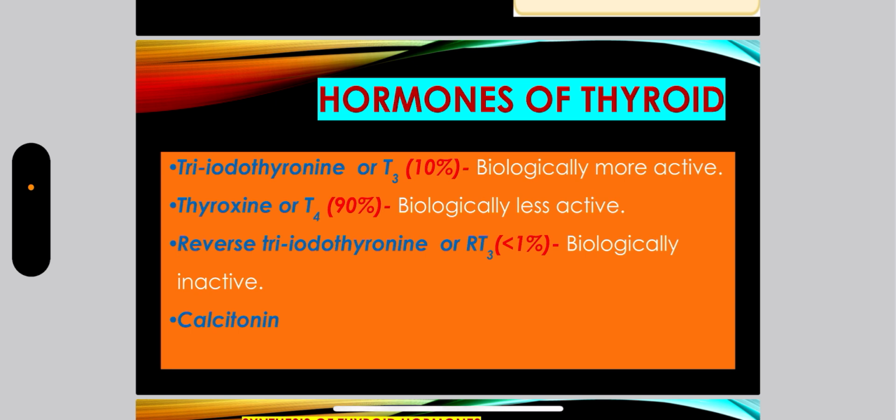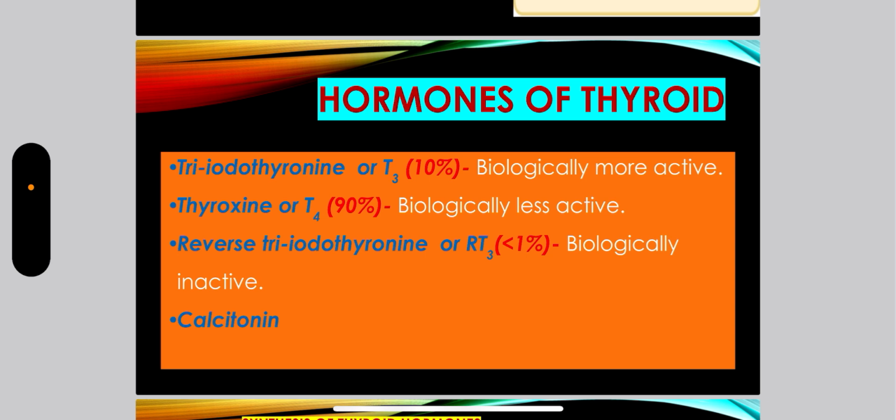Triiodothyronine, another name is T3. It is present in 10% of the amount, but it is biologically more active and there is rapid action on the tissues. It is more potent as compared to T4, that is thyroxine. As you can see over here, T4 is biologically less active, but it is present in major form. It is the major circulating form of thyroid hormone.